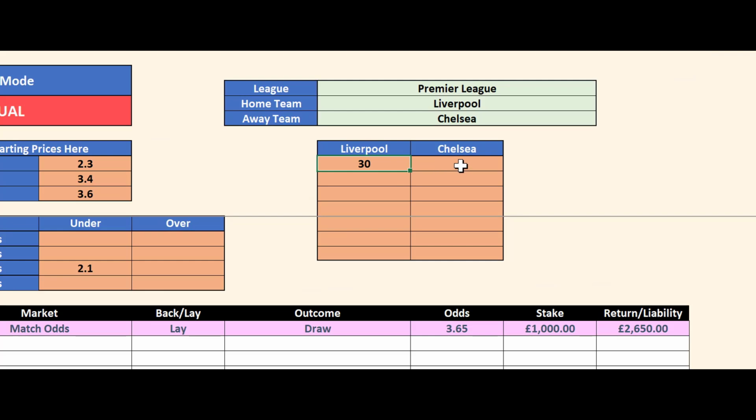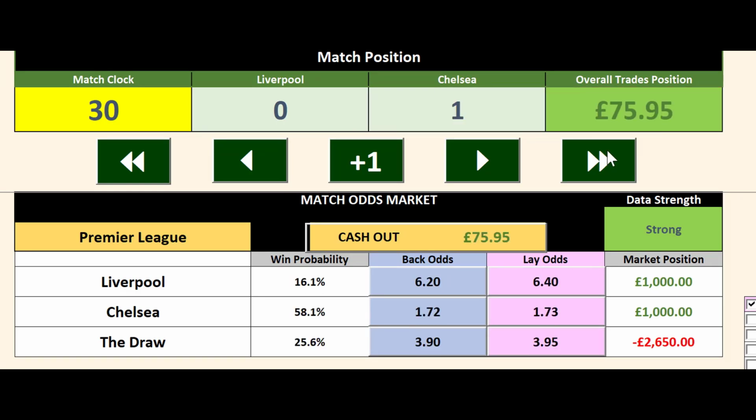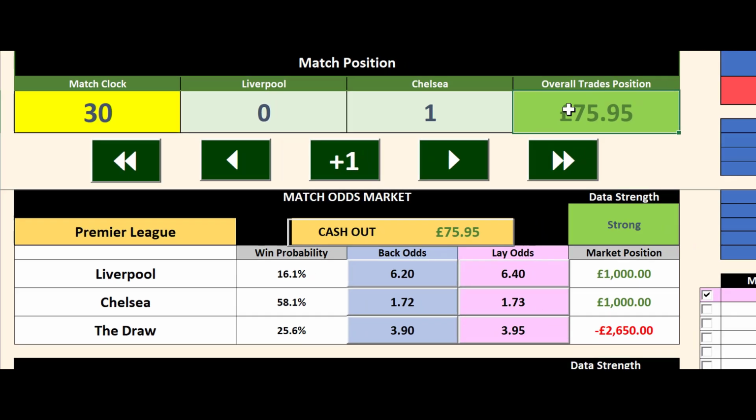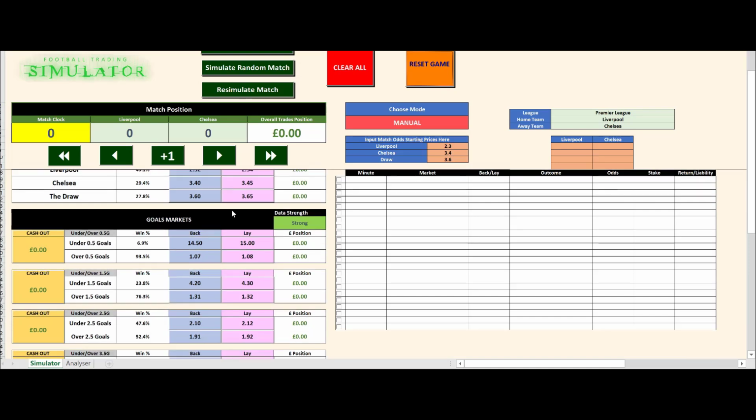And then what if the goal went the other way? We can take away that goal from Liverpool and give it to Chelsea, and then we can see our overall position, and this would be a much smaller profit if the away team scores. Okay, so you can play your trades out like that, and it's all very realistic. It should all be pretty much tied to the real market prices, the expected market prices. Okay, because that's how we've designed the software.